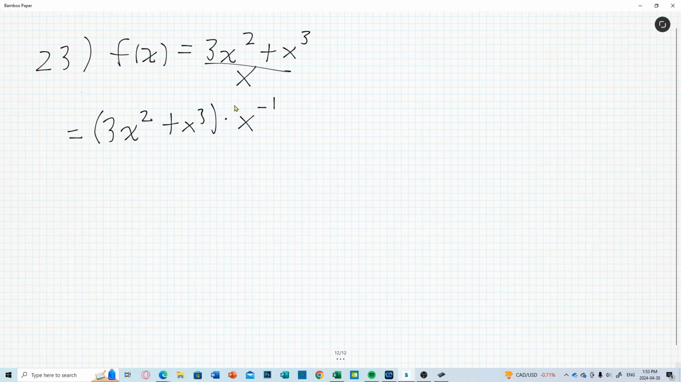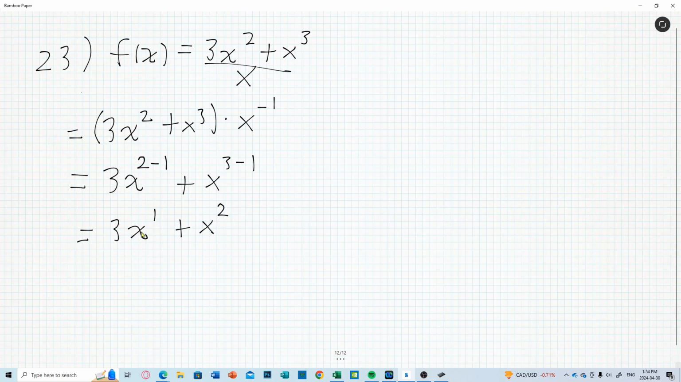Now this is the same as one of the questions before, where you could just put in the x to the negative 1, and from exponent laws it's going to be a subtraction, which will be 3x, because it would be 2 minus 1, because of the 2 and minus 1, plus x to the 3 minus 1 from the minus 1, which will be 3x to the 1 plus x squared.